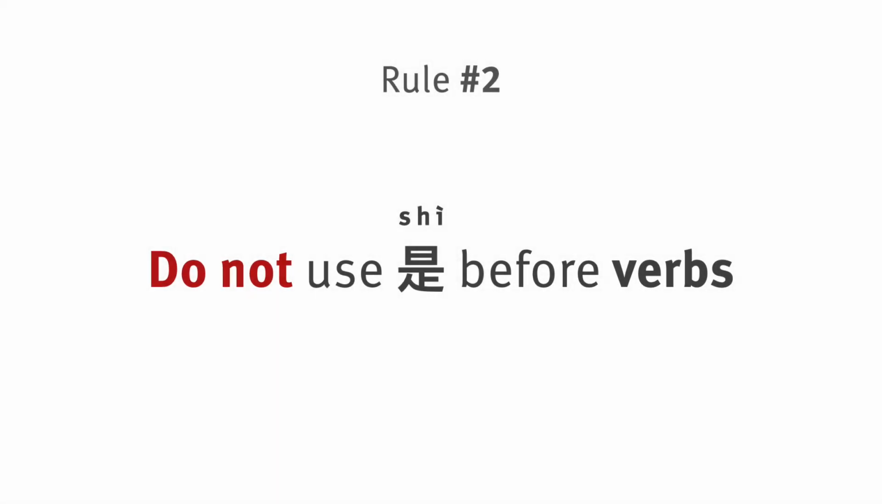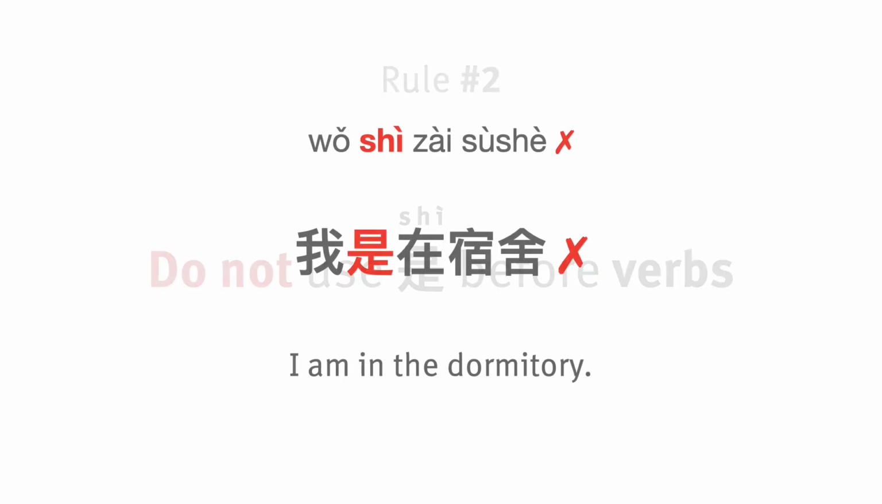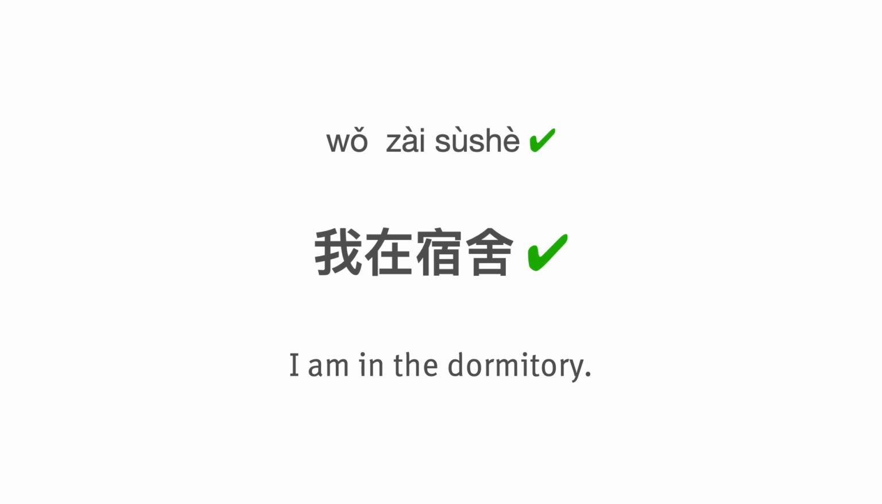Rule number 2. Do not use 是 before verbs. For example, do not say 我是在宿舍. The word 在 is a verb, meaning to be at or to be in. 在宿舍 means to be in the dormitory. So because 在 is a verb, we should not use a 是 before it. We should simply say 我在宿舍.